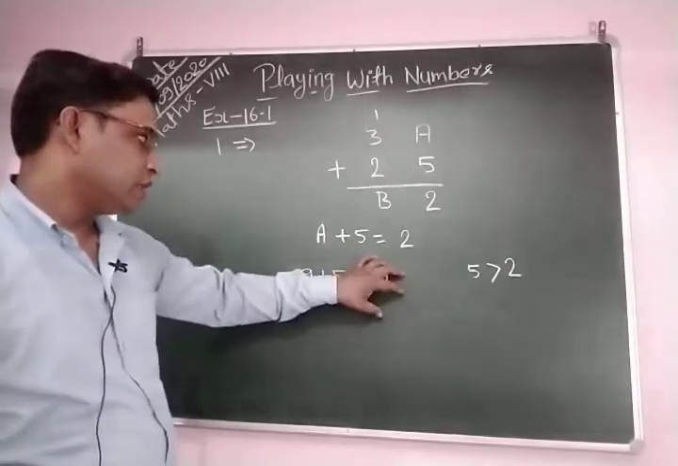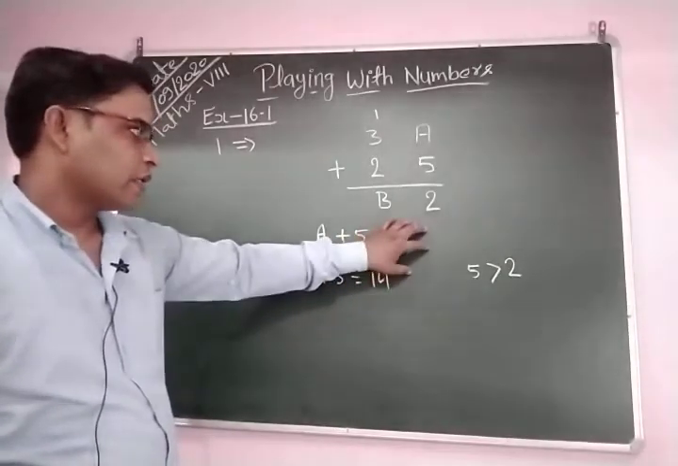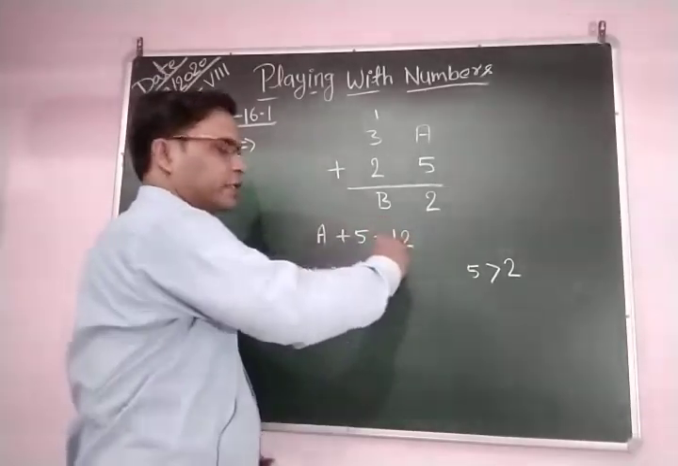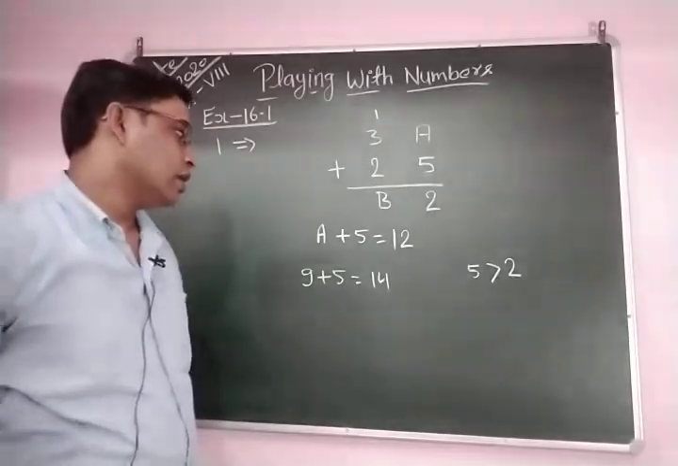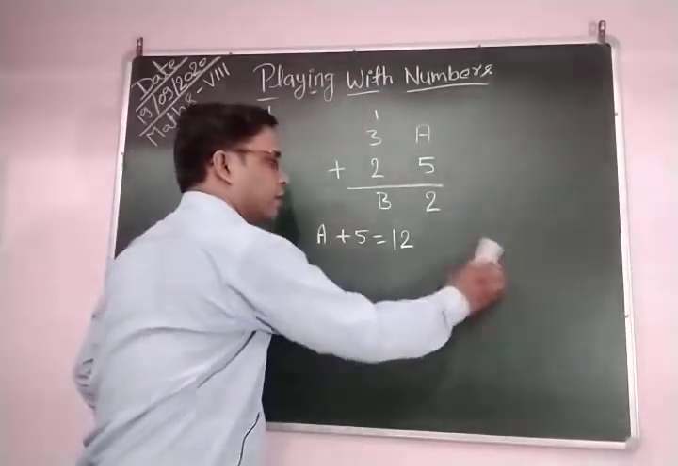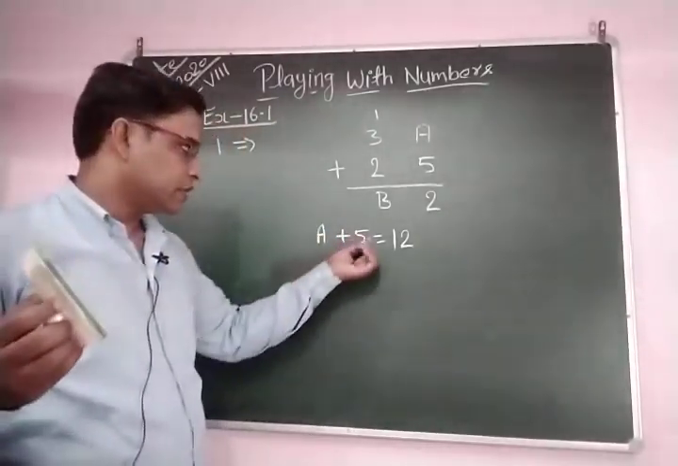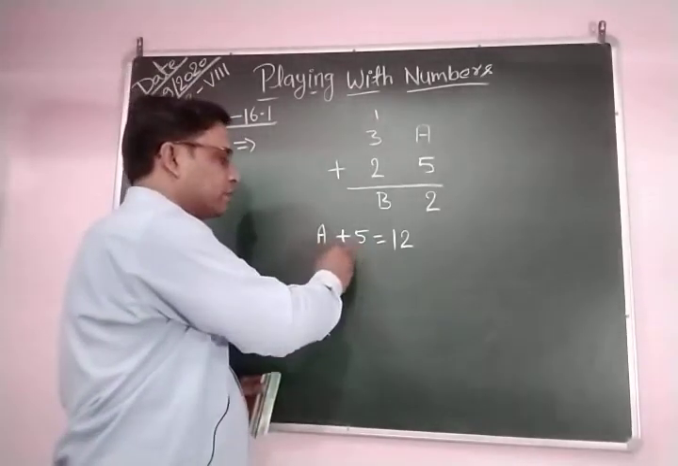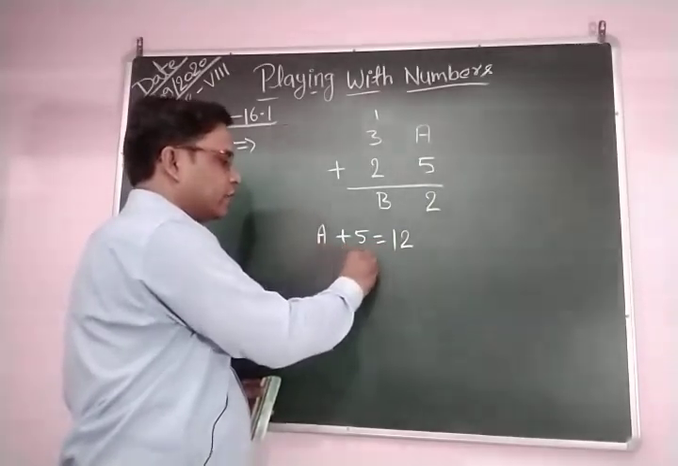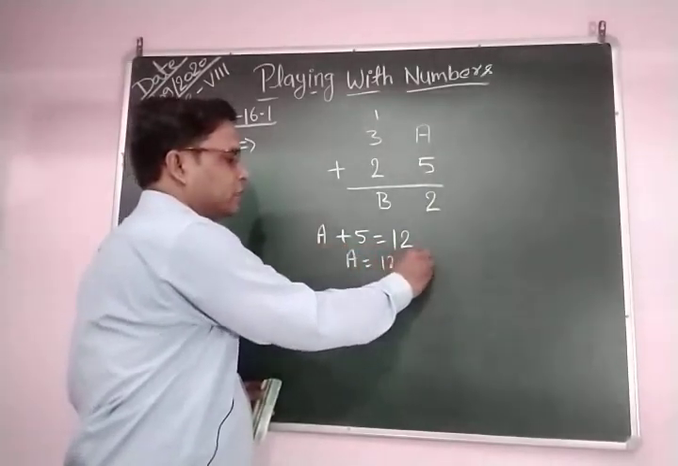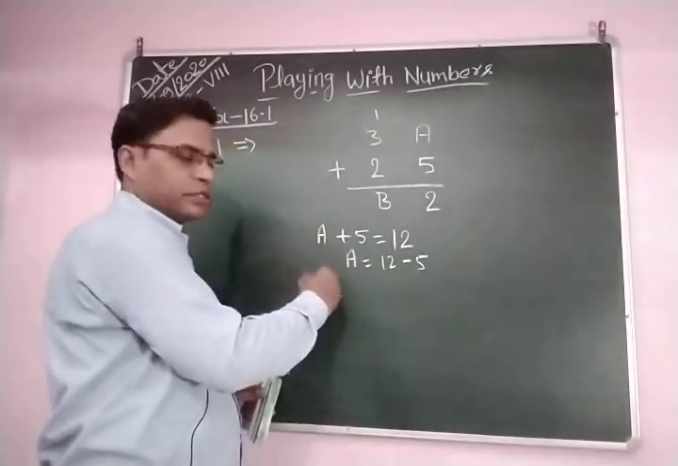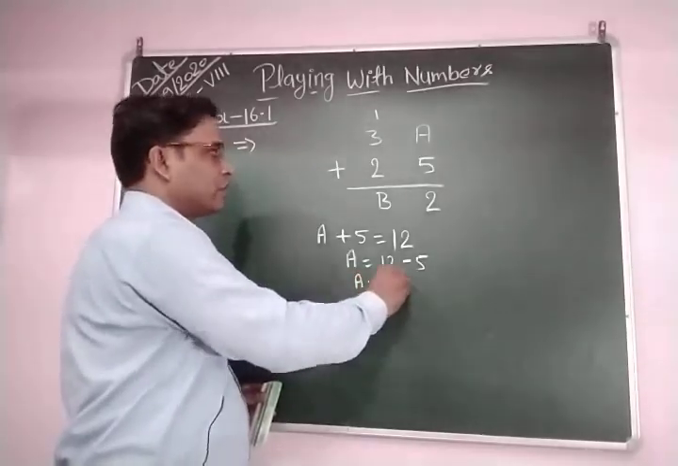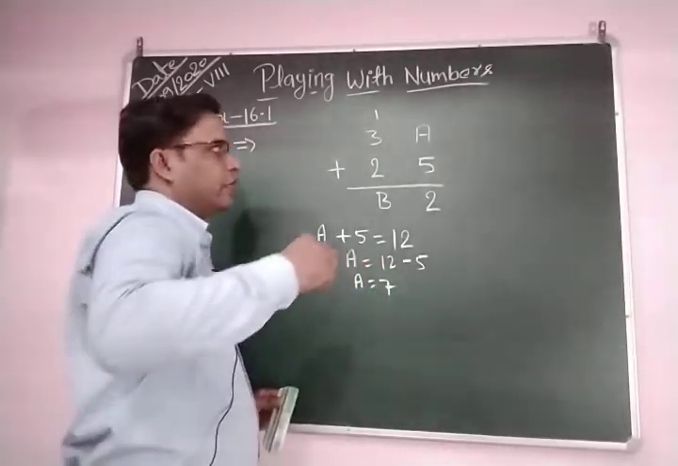Okay, so this means that the value here is not 2, actually a plus 5 is equal to 12. Clear? A plus 5 is equal to 12. So we transpose this 5 to the left-hand side, and then it becomes minus. So you can write here a is equal to 12 minus 5, or you can say a is equal to 7. Clear? Okay, so a is equal to 7.